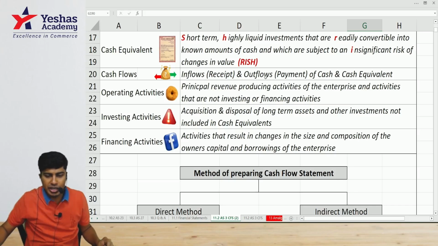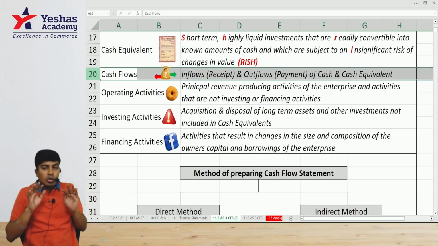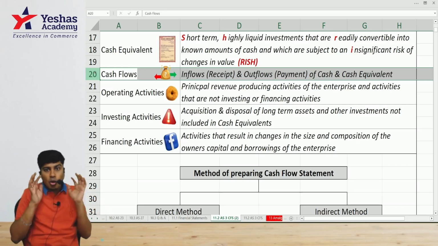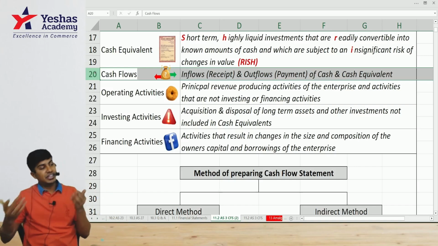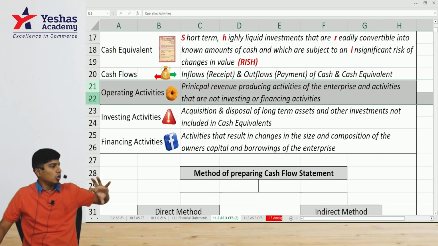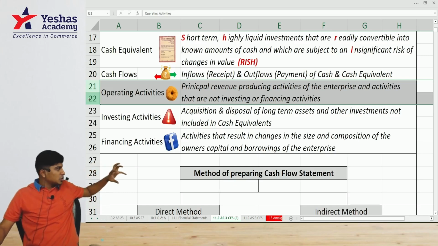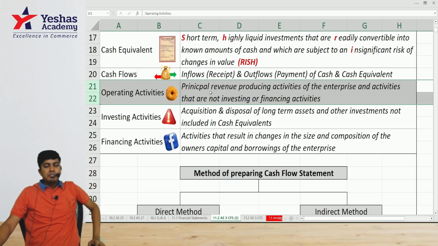I want you to read what we mean by cash flow. Inflow or outflow. Inflow, receipt, outflow, payment of cash or cash equivalents. Next, operating activities means what? Whenever I see operating, to me it looks like a symbol, so I have kept that symbol. Picture memory. Read, what is it?